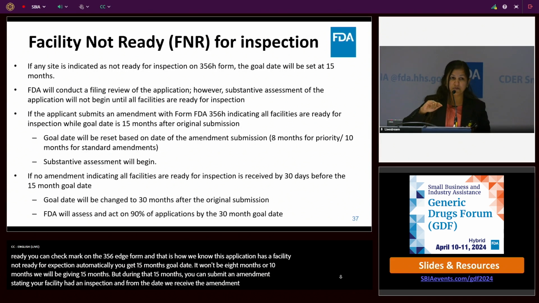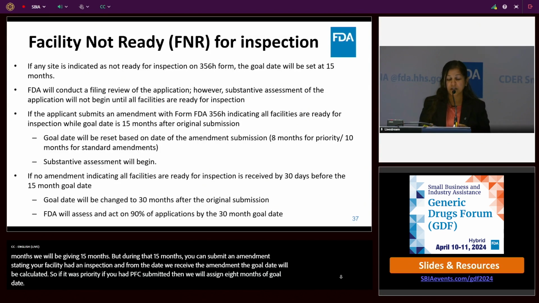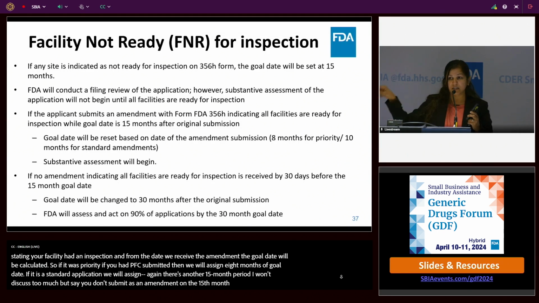So if it was priority, if you had PFC submitted, then we will assign 8 months of goal date. If it's a standard application, we will assign 10 months of goal date. So again, there is another 15-month period that I'm not going to discuss too much about, but suppose you don't submit an amendment until the 15th month. We automatically extend your goal date to 30 months now.